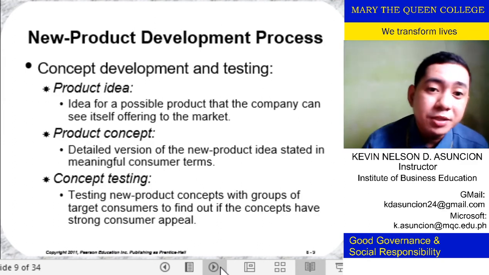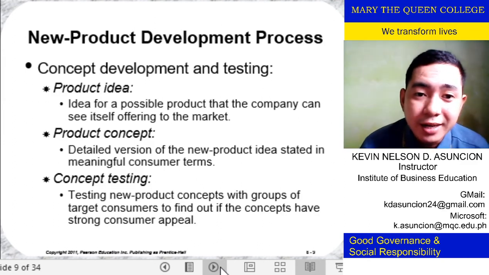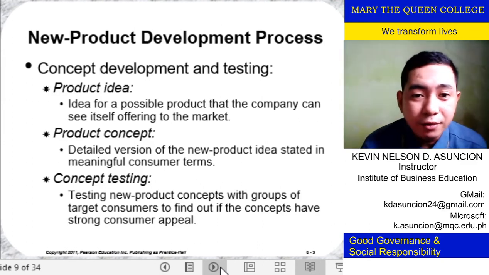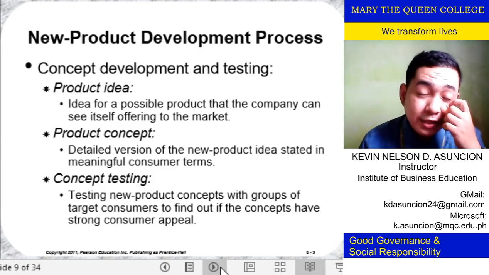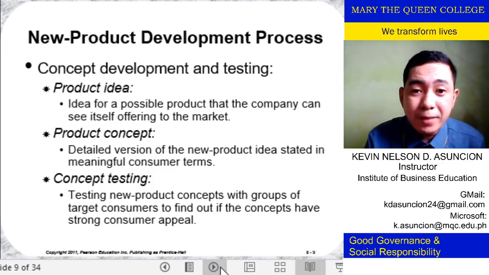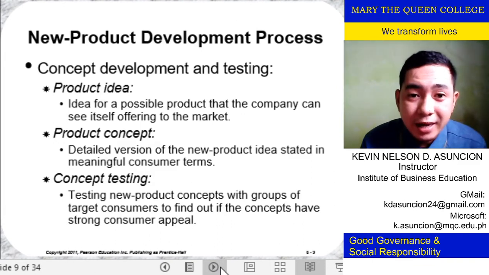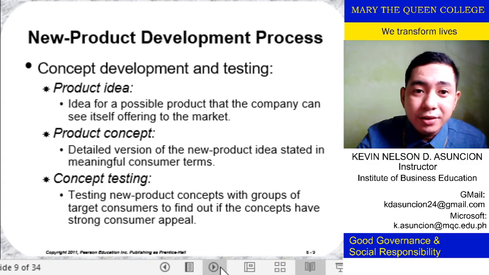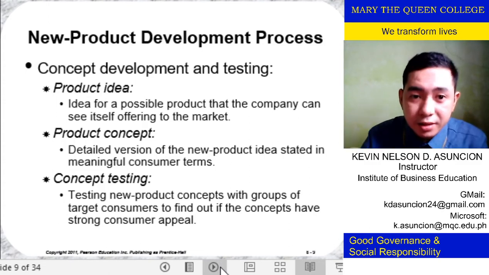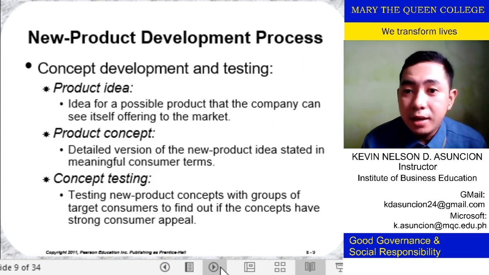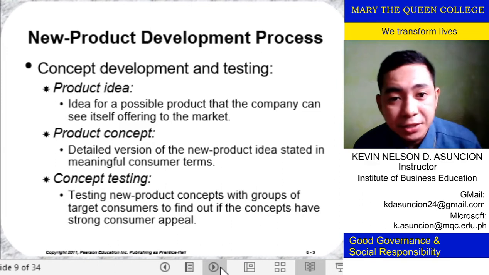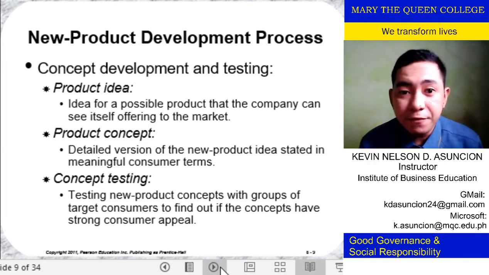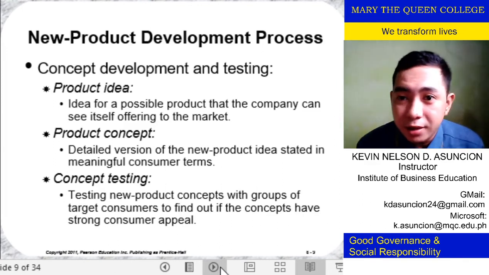Your product concept is the detailed version of the new product idea stated in meaningful consumer terms. So what is that? So pinapakita mo ngayon ano yung expect nila aside dun sa nakikita mo. That's the product idea, but the details of the product itself. So mostly kung nanonood kayo, nakakita nyo sa mga social media sites that there are leakage of the specifications of products. That's part of the product concept.